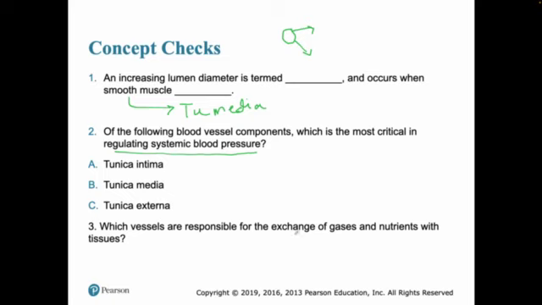The third one, which vessels are responsible for exchange of gases and nutrients in the tissues? Which will be capillaries, because tissues and cells are mostly reached by capillaries, that's why they are so small, right? So work on number 2 on your own.